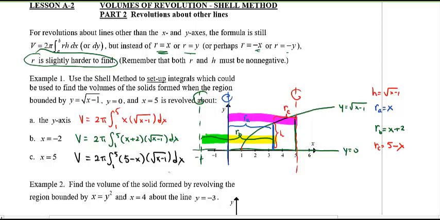Whew. Okay. So notice that part A was really just a review from what we did in lesson A1, where we had the axis of rotation on the y-axis. Now, by shifting the axis of rotation or revolution off the y-axis, notice what happens is that the radius has to change.